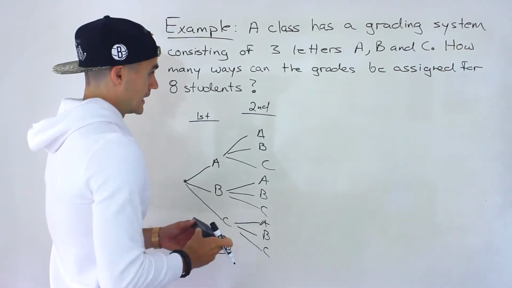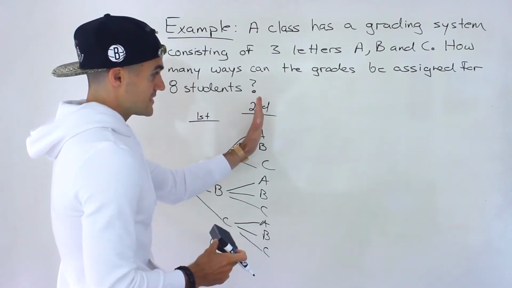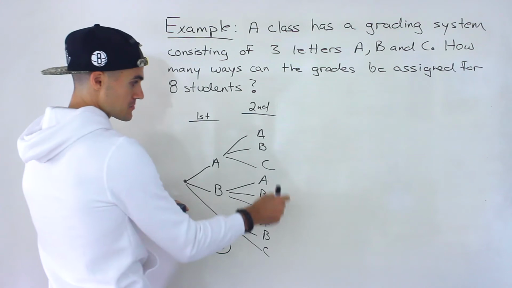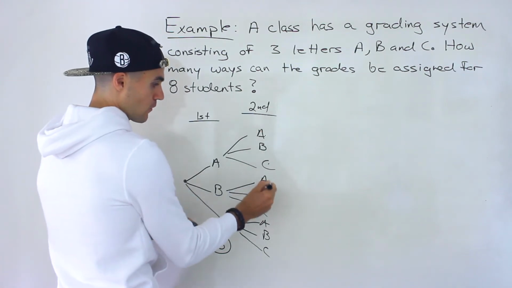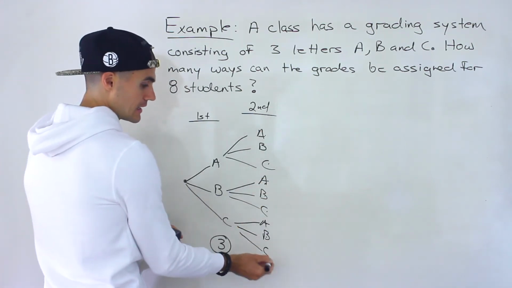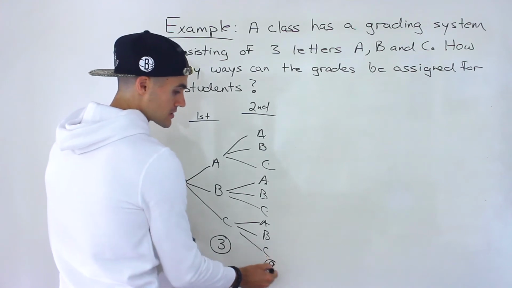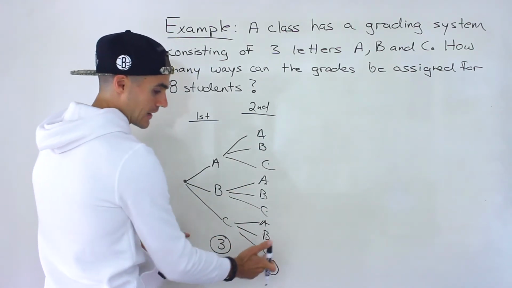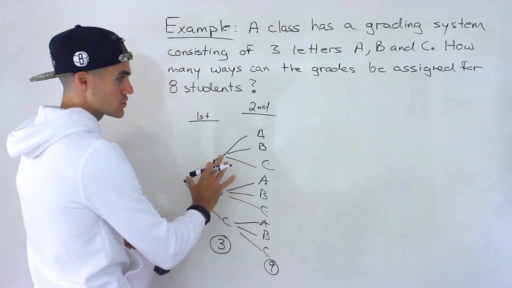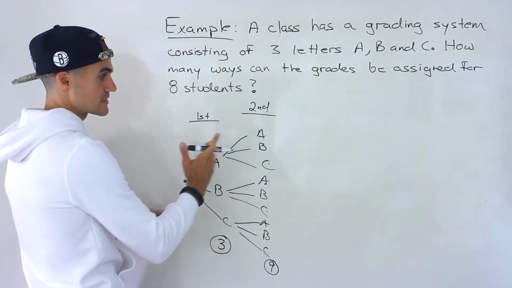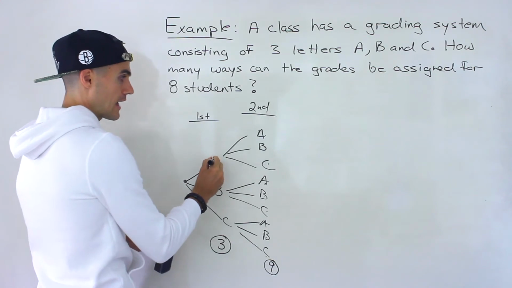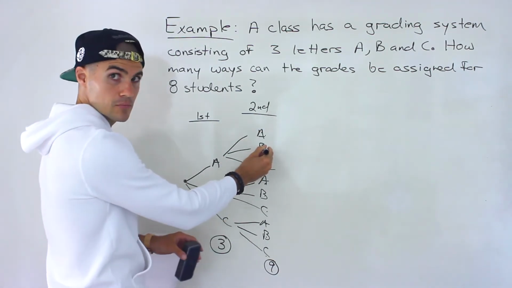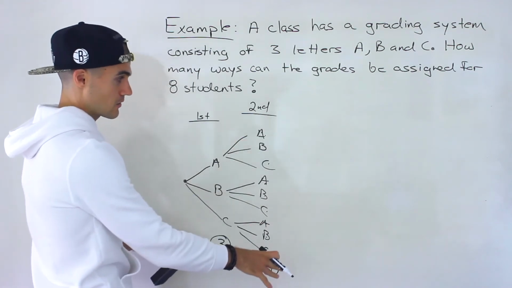So for the first student, notice that there are 3 possibilities. If we add the second student, while still taking the first student into account, how many possibilities are there? 1, 2, 3, 4, 5, 6, 7, 8, 9. So there would be 9 possibilities. So if we had a class of 2 students, there would be 9 possibilities in which the grades can be assigned. So the first student can get an A and the second student can get an A, or the first student can get an A and the second student will get a B, etc., etc.